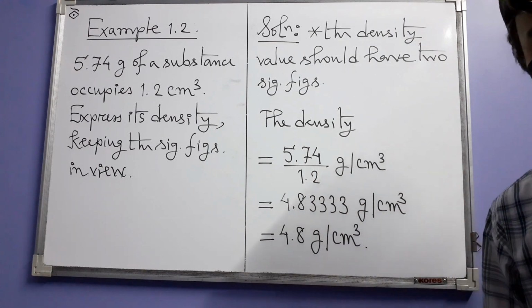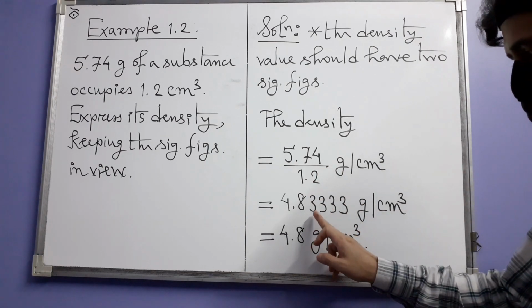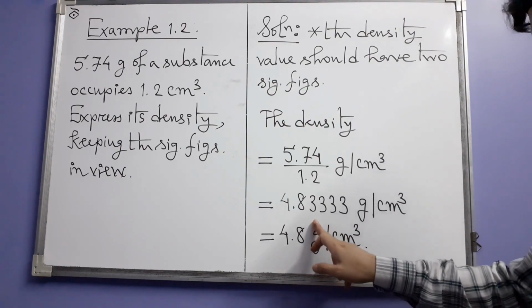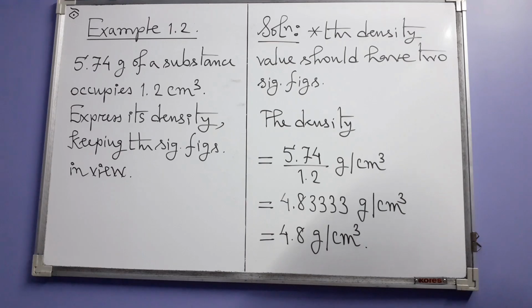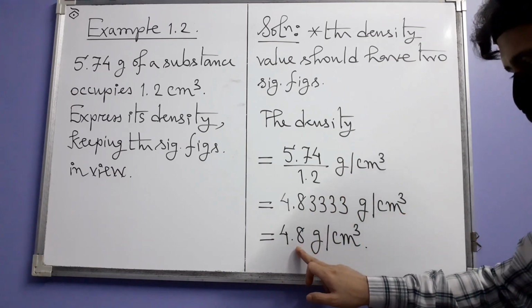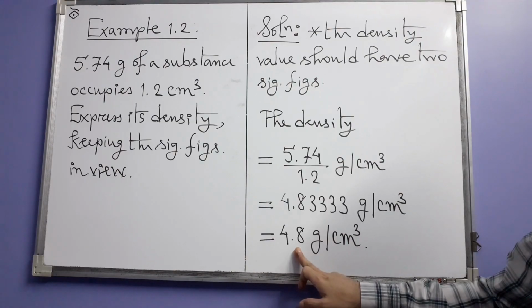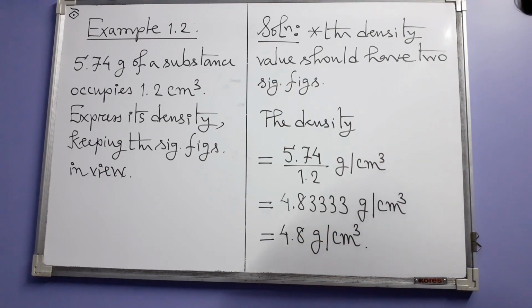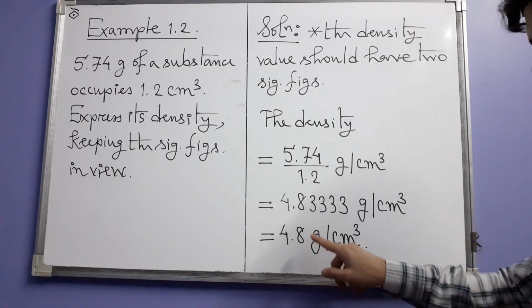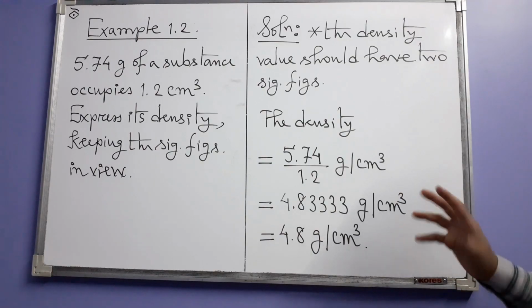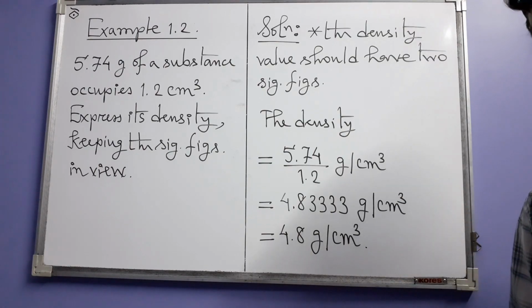They are insignificant. The first insignificant digit is 3, which is less than 5. So its removal does not really affect anything. It does not add 1 to the preceding digit. So the physical answer is 4.8 gram per cubic centimeter. So this is where this rounding ends.